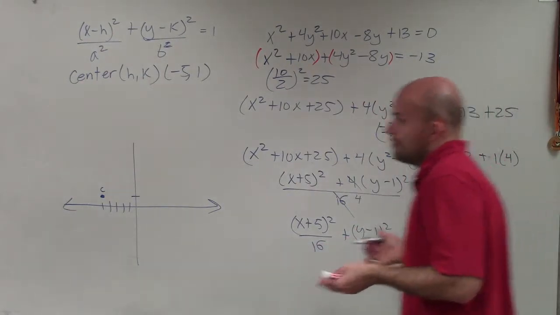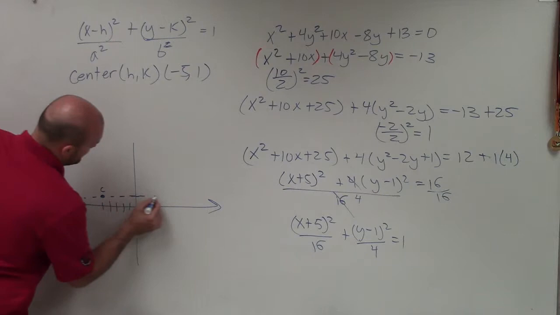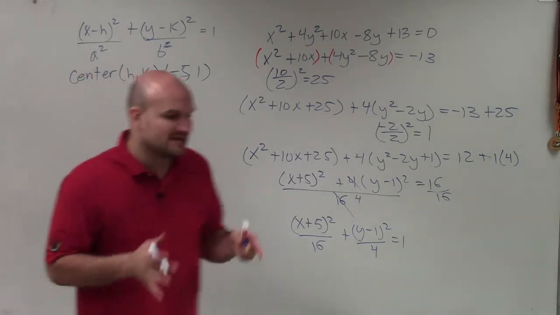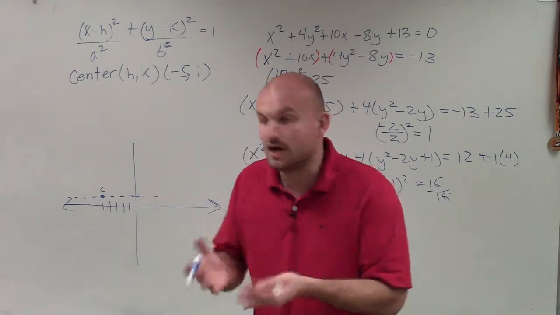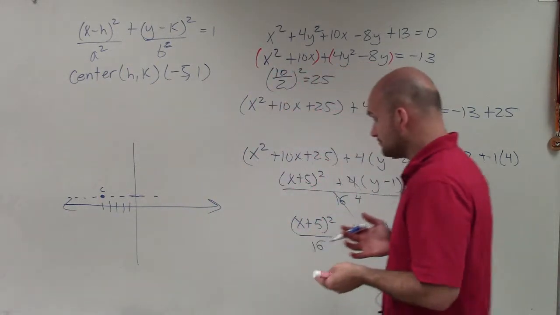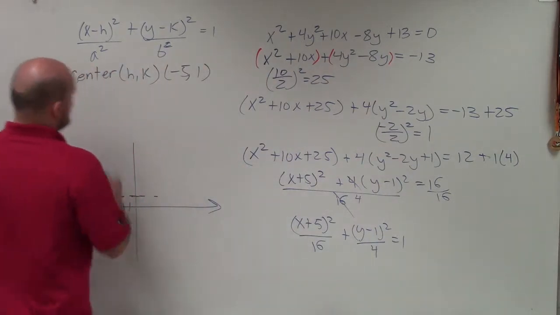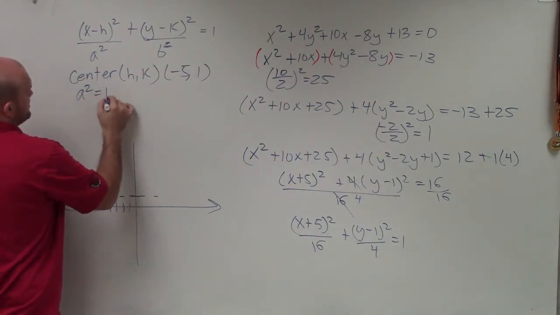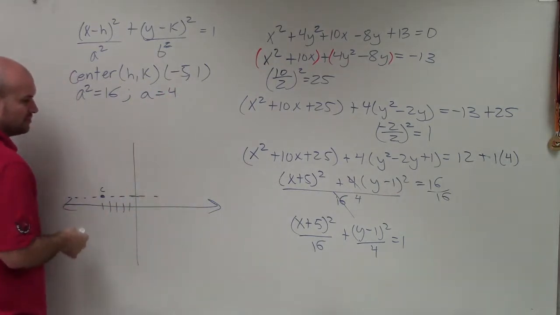Now the next thing is, remember, we determined that we have a horizontal major axis, right? And the horizontal major axis, remember, is the line where my center, my vertices, and my foci all lie. So the next thing I want to do is identify what a is going to be. So I know that a squared equals 16. So therefore, a equals 4 when I take the square root of both sides.